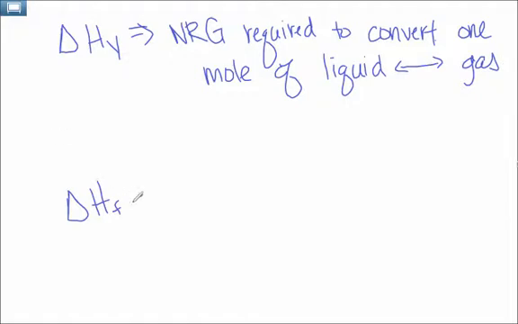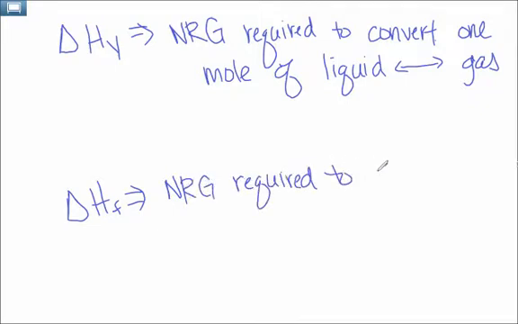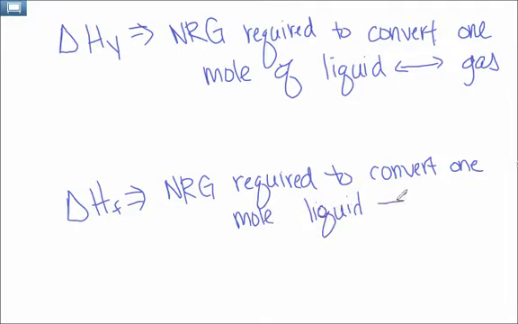Delta HF is the energy required to convert 1 mole of liquid to a solid, or 1 mole of solid to a liquid. The units for these are always kilojoules per mole.